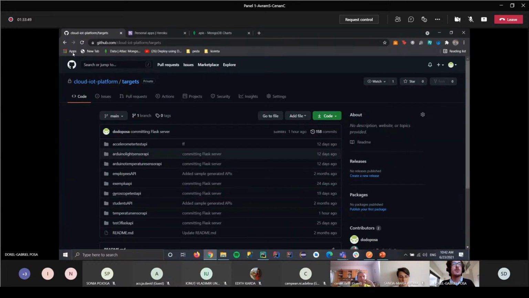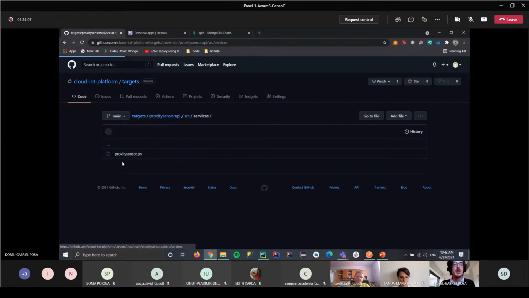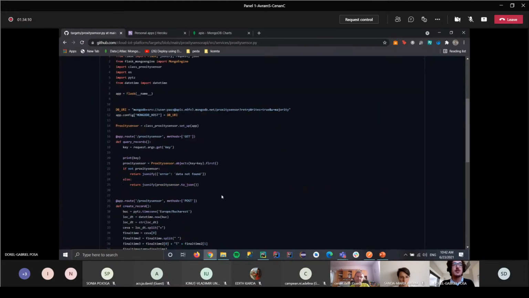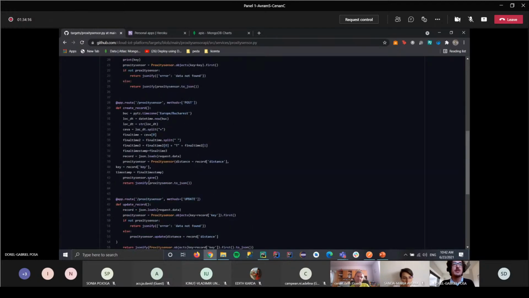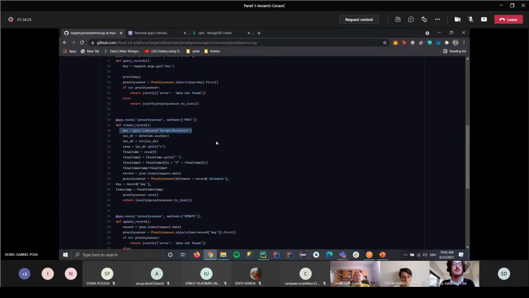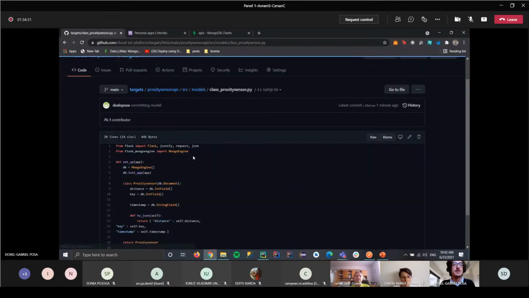Now, if we look on GitHub, we can see the proximity sensor. The proximity sensor has all the files necessary for immediate Heroku deployment, together with the API that has all of the API endpoints. The timestamp, which is important for the analyzing component, is saved here in the post, and also the model, which is the class.